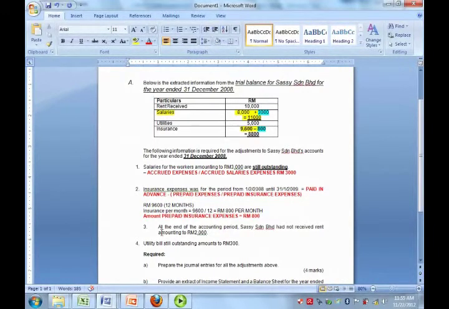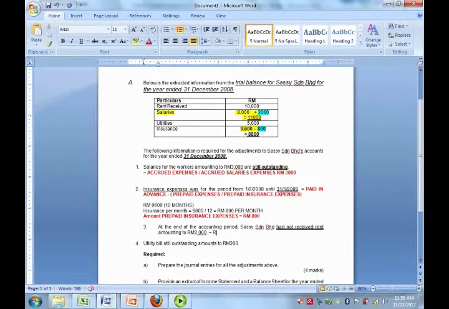Done. Now, next. At the end of the accounting period, Sesi Sendirian Berhad has not received rent amounting. What is the keyword? Yes, not received. Correct? Alright, class. When not received, it is actually considered as, yes, accrued rent received.